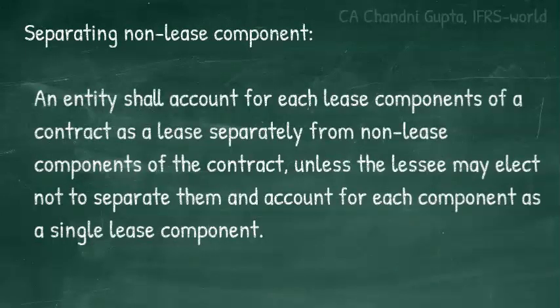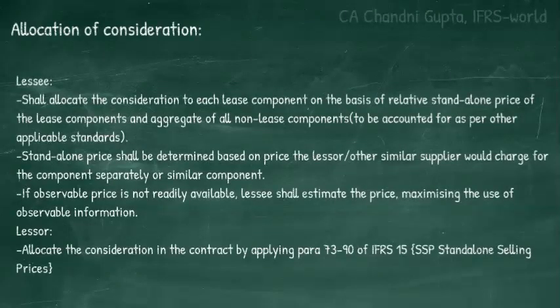When he chooses to separate the lease components from the non-lease components, he shall allocate the consideration. In case of a lessee, he shall allocate the consideration to each lease component on the basis of the relative standalone price of the lease components and the aggregate of all non-lease components. And the non-lease components will be accounted for as per the other applicable standards. The standalone price shall be determined based on the price the lessor or a similar supplier would charge for the component or a similar component separately. If the observable price is not readily available, the lessee shall estimate the price, maximizing the use of observable information. And for the lessor, he shall allocate the consideration in the contract by applying IFRS 15.